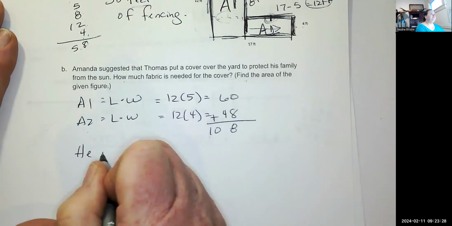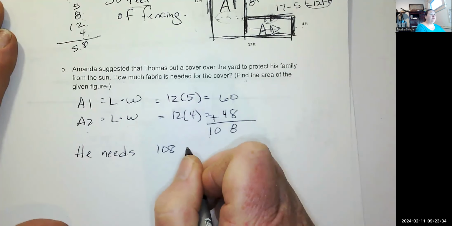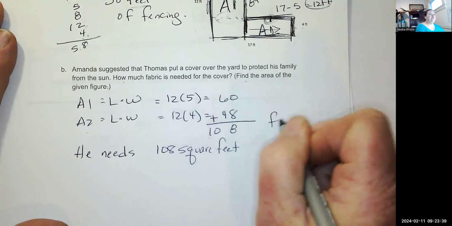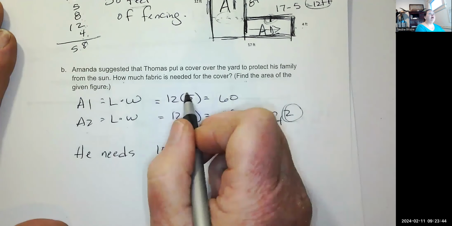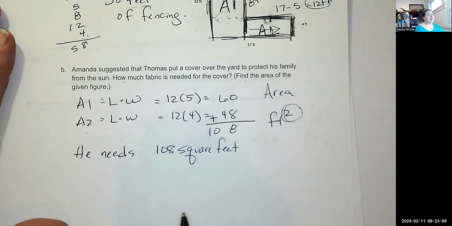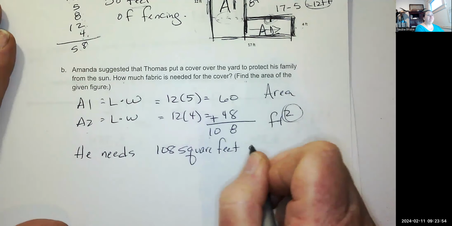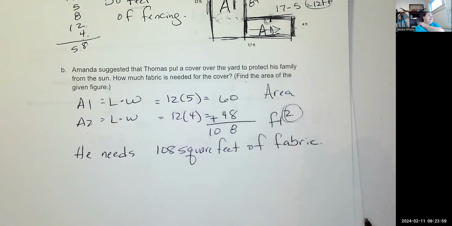He needs 108 square feet, or feet squared. I don't care how you write it. I'm going to write square feet. You could write feet squared. The main thing is that you've got to get that square, because area is always measured in squares. And this is going to be carrying through to your next class as well. So he needs 108 square feet of fabric. For my answer, I just need to check back. I've got a sentence, I don't have to worry about rounding, and then I've got my correct units. So I'm good to go.